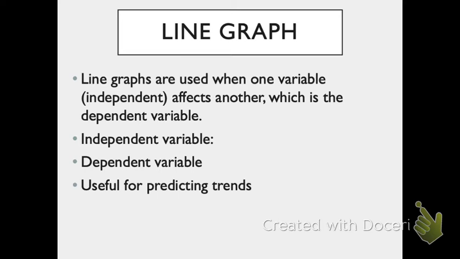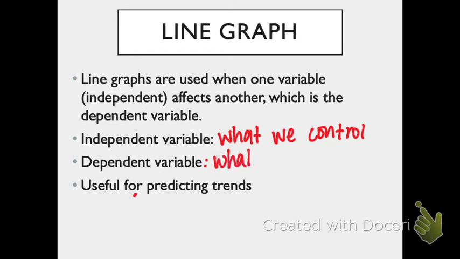Okay, so I'm going to give you another kind of definition here. The independent variable is what we control. And the dependent variable is what, can anyone complete that for me? What is the dependent variable? Not what we change, that's the independent variable. What we change is that. So what's the dependent variable? What we observe, good, or what we measure. Okay? The independent variable is what we control or what we change.